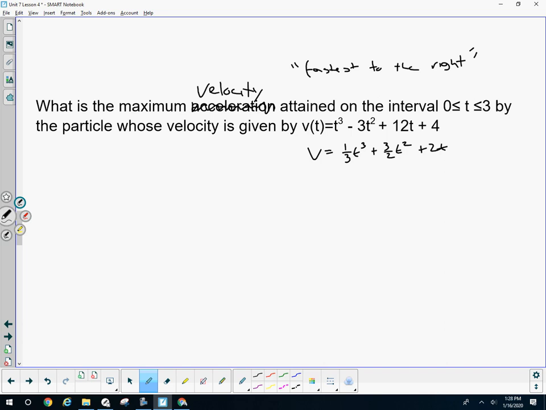Good beginning, Mr. Butcher. If I ask you to find a max v, what do you do? Take the derivative, set it equal to 0. Please change your velocity to my velocity for reasons I will show you in a second. Okay, please, everybody, take the derivative of that v equation and set it equal to 0.